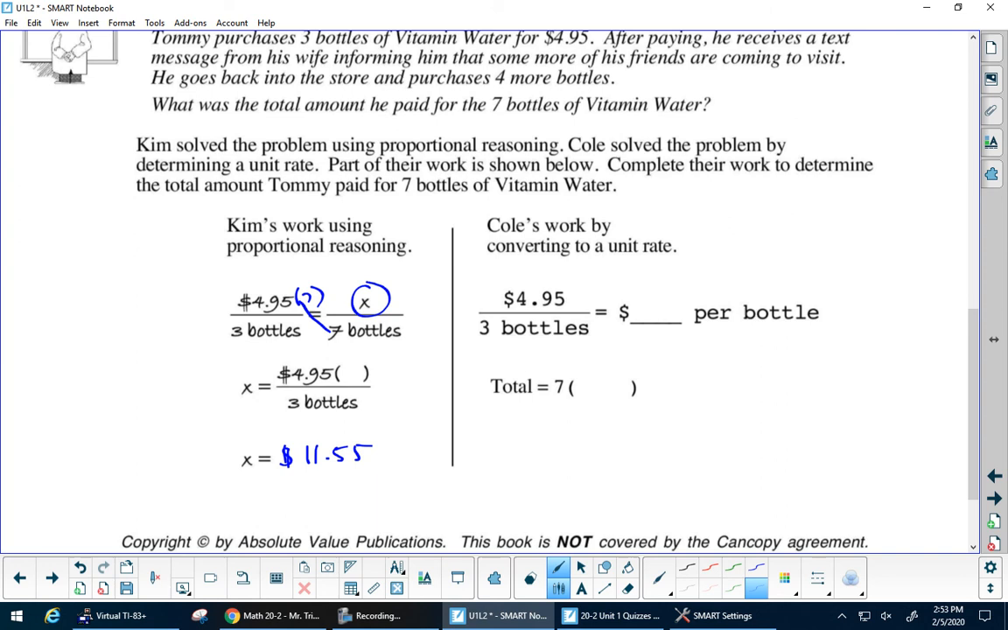So that's one way to do it. The other way you can do it is find the unit rate. So if you take $4.95 and divide by 3, how much is that a bottle? So this is $1.65 a bottle, and now that you know what it is, then you can just put this in here and find out how much it is for 7, and you do get $11.55 as well. So there's the two ways you can do it. You can just put it in the equivalent ratios or rates and then find X, or find the unit rate and then multiply it by how many.